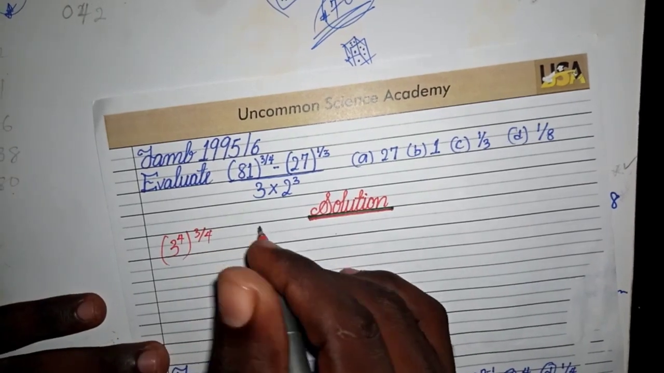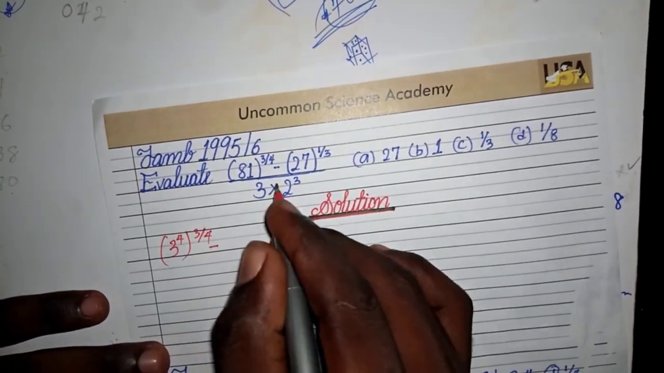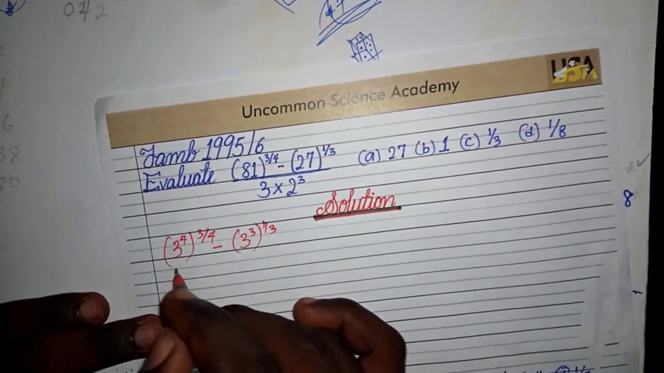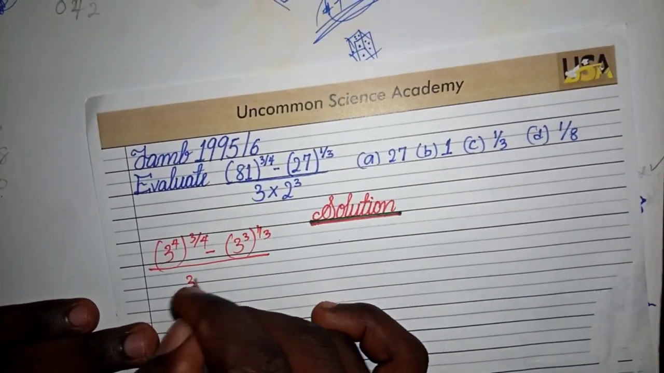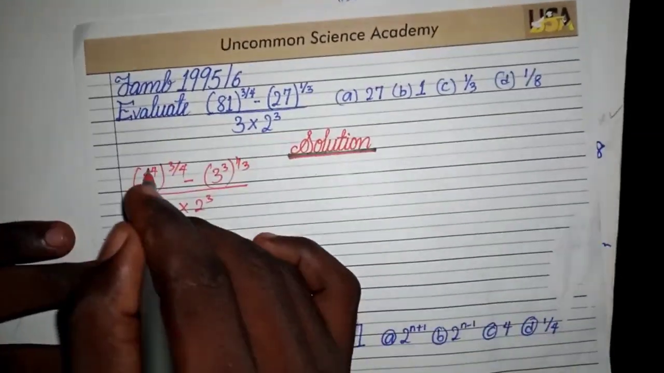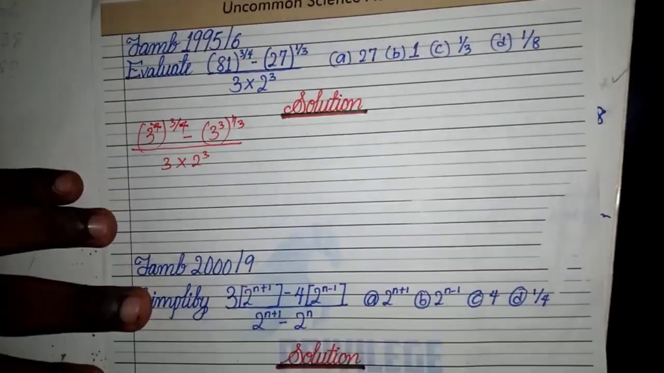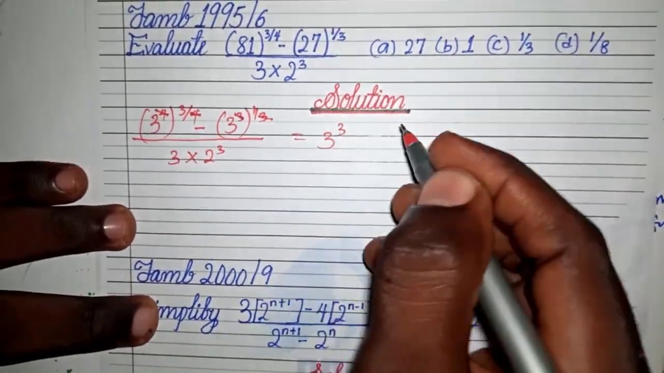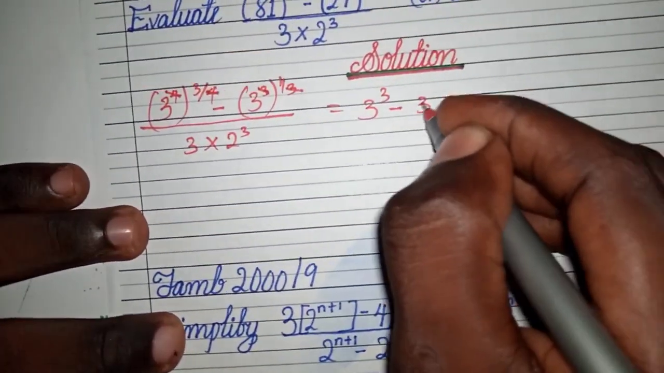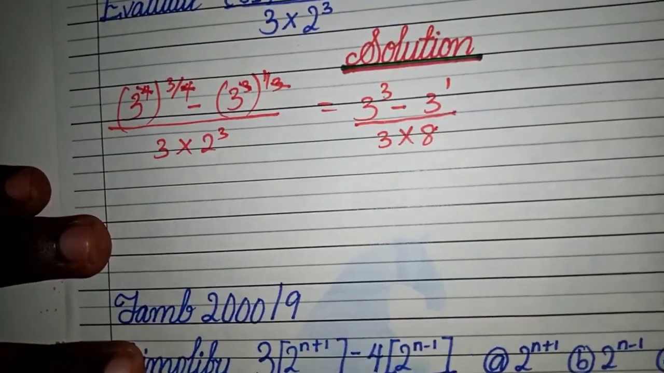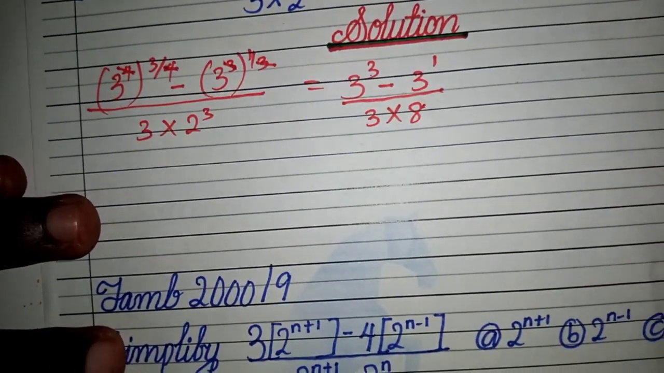Then we have 3 over 4 minus 3 to the power of 3 raised to power 1 over 3 divided by 3 times 2 to the power of 3. So one of the laws that we've discussed, this and this we cancelled. This and this would also cancel. Then we have 3 to power of 3 minus 3 to power of 1 divided by 3 times 8, because 2 to power of 3 is 8.